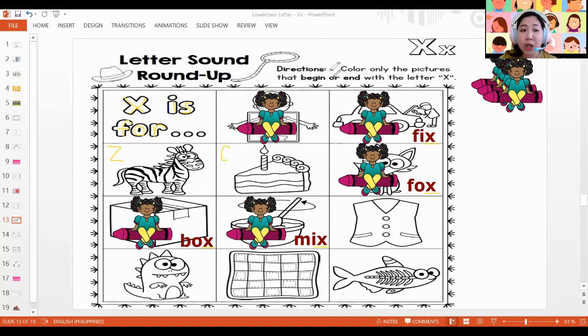Next one is a vest. Vest. Are we gonna cover vest? No. We will write the letter V because vest begins with the letter V.